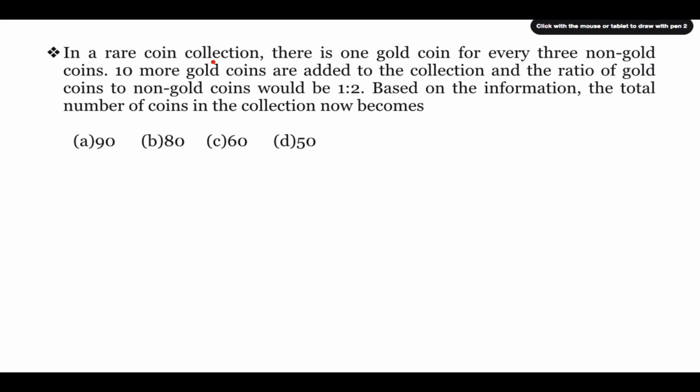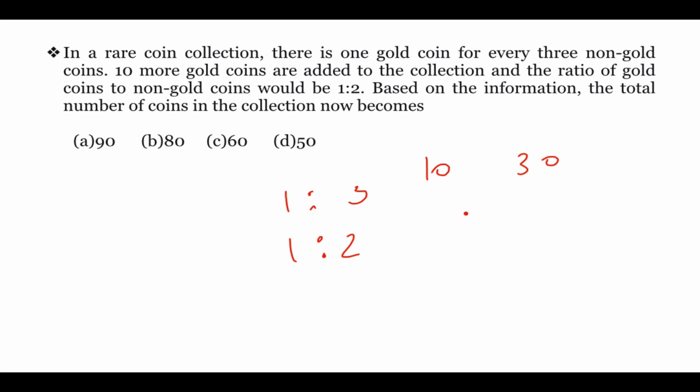So anyway, in a rare gold coin collection, there is one gold coin for every 3 non-gold coins. 10 more are added, so it becomes 1:2. Earlier it was 1:3, now it is 1:2. Let's assume earlier there were 10 gold coins and 30 non-gold coins. Now you have added 10 more, so it becomes 20 to 30. But the ratio is less, so you need to start with a bigger figure initially.